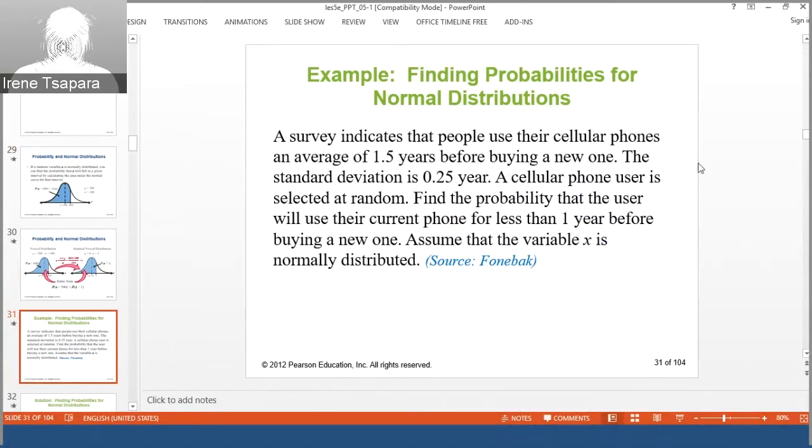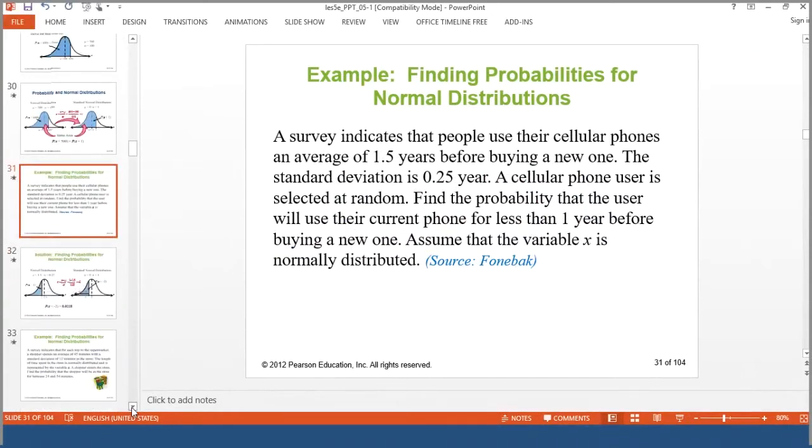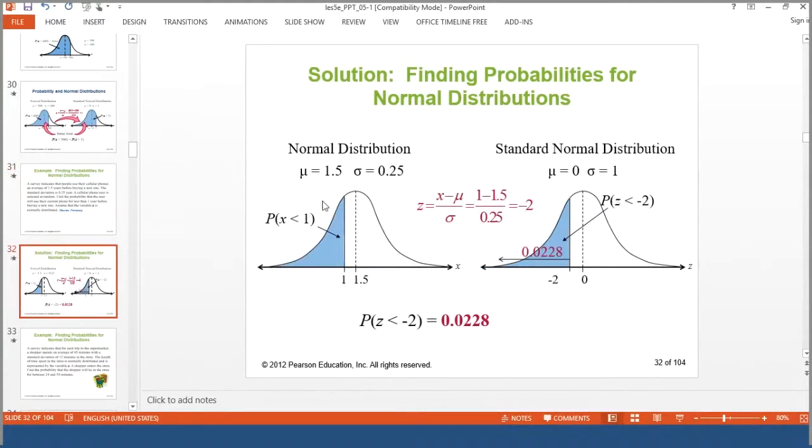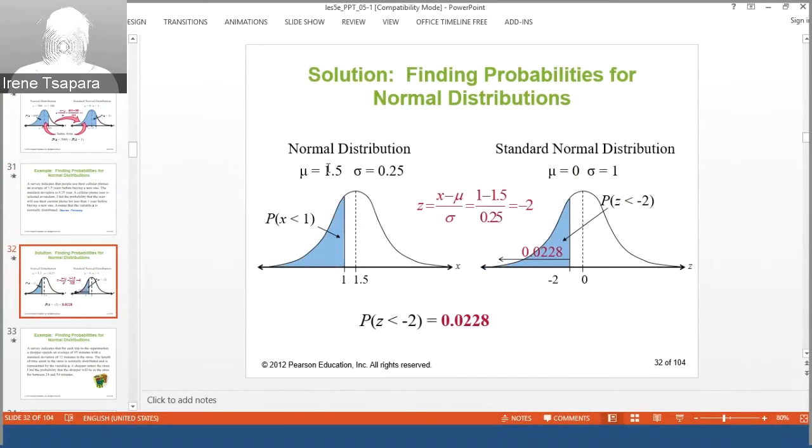A cellular phone user is selected at random. Find the probability that the user will use their current phone for less than 1 year before buying a new one. The normal distribution that we have about the years that we use the phones has a mean of 1.5 and a standard deviation of 0.25.